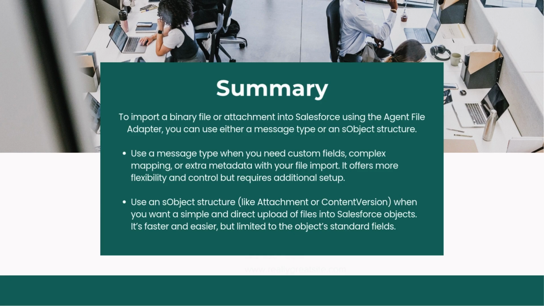To import a binary file or attachment into Salesforce using the agent file adapter, you can use either a message type or an sObject structure. Use a message type when you need custom fields, complex mapping, or extra metadata with your file import. It offers more flexibility and control, but requires additional setup. Use an sObject structure, like attachment or ContentVersion, when you want a simple and direct upload of files into Salesforce objects. It's faster and easier, but limited to the object's standard fields.